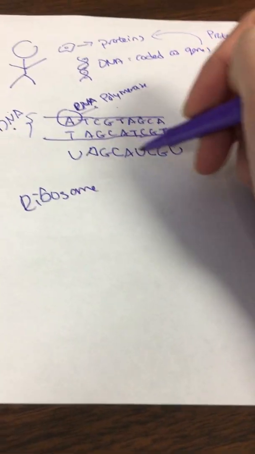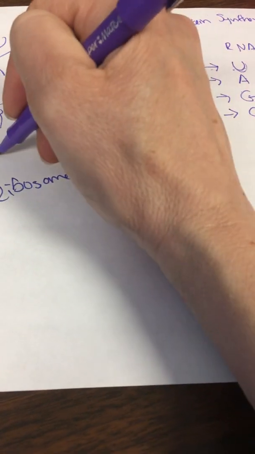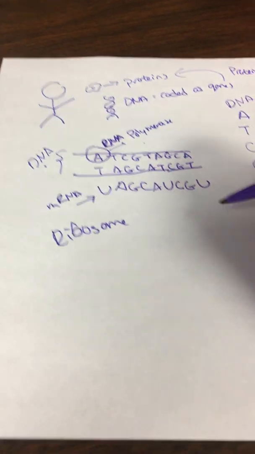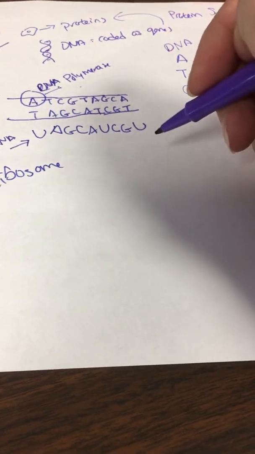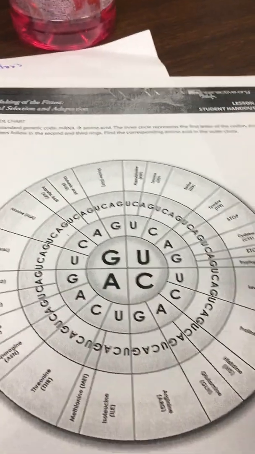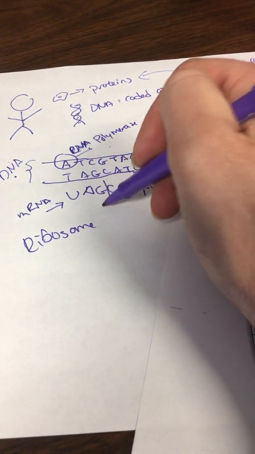So I can take this gene now that I've made into RNA, particularly it's called messenger RNA, and I'm going to convert it to a protein. How I read this is three letters at a time. Each three letters is called a codon. It's coding for a specific amino acid, and I'm going to use a wheel to look up each codon. So my first codon is AUG.